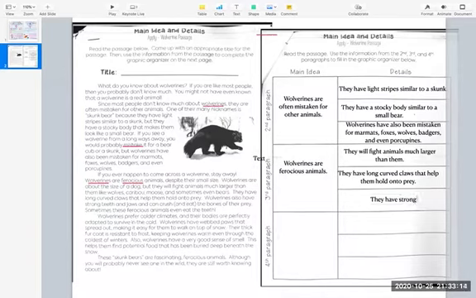They have strong teeth and jaws that can crush bones. Eek. All right, let's read our fourth paragraph about wolverines.